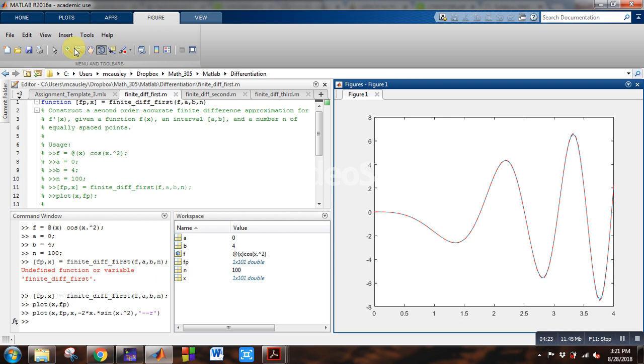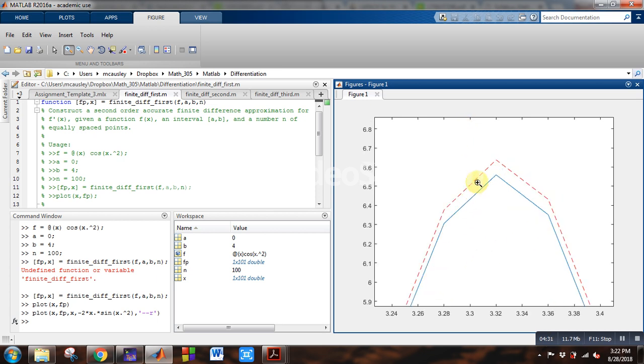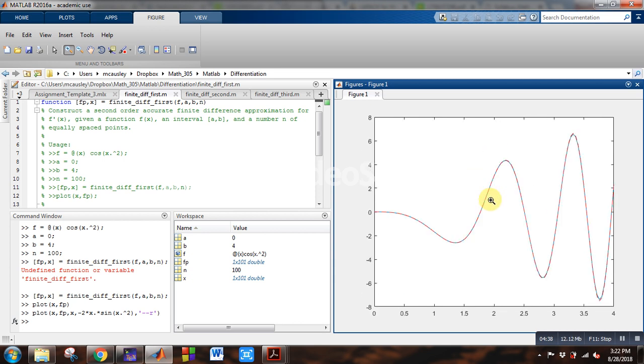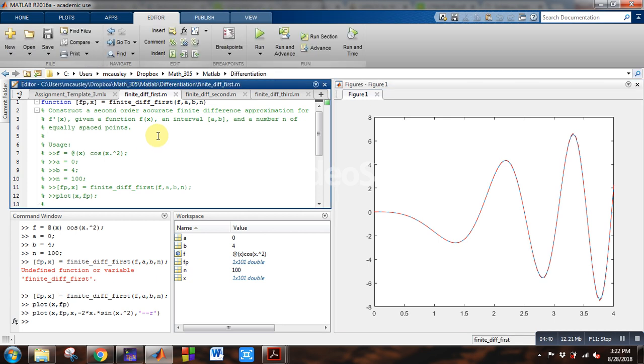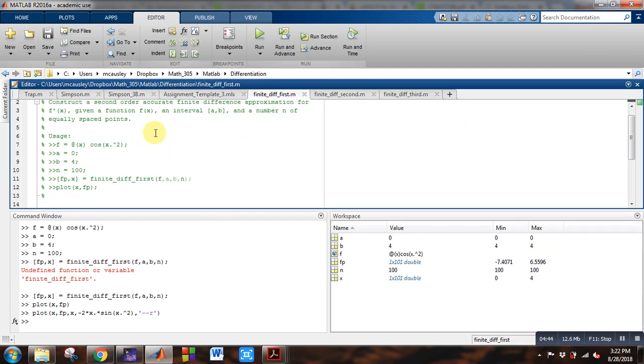In fact, if I were to switch over to the figure tools, let's try a zoom. And if you get somewhere around this peak, for example, we can see there are in fact two different curves here. Okay, the red dotted line is again the exact solution, and the blue is the approximation due to the finite differences. Okay. If we look at the documentation of this program, a little bigger here.